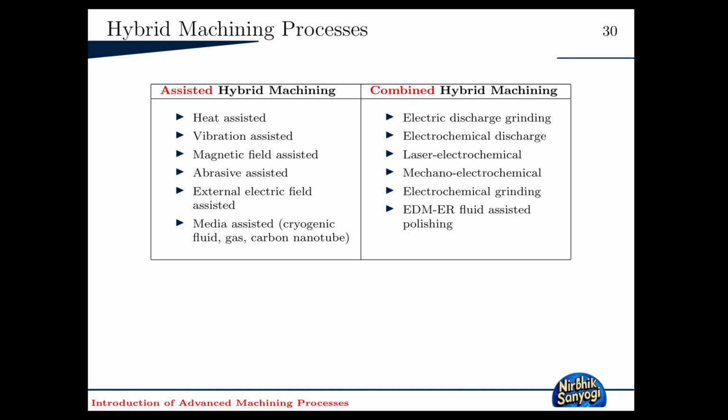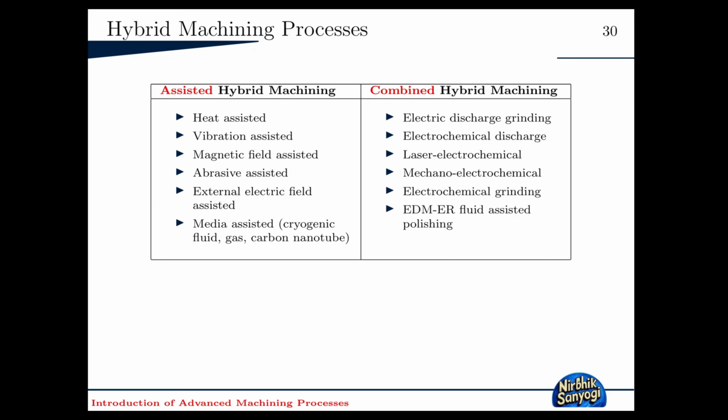So it is classified under two major categories: assisted hybrid machining and combined hybrid machining. Under assisted hybrid machining, there are several machining processes available like heat assisted, vibration assisted, magnetic field assisted, abrasive assisted, external electric field assisted, or media assisted. Combined hybrid machining directly combines two processes. In assisted, there is one major machining process and it is being assisted by some other form of energy for better performance.